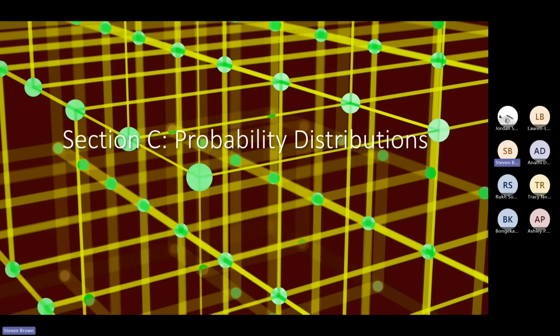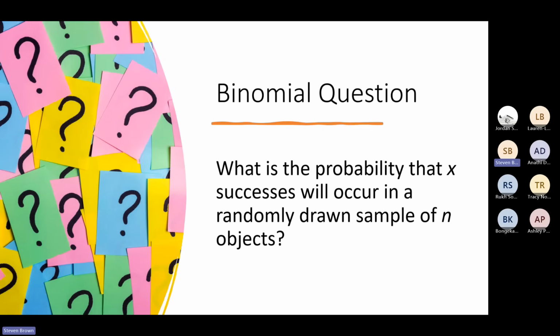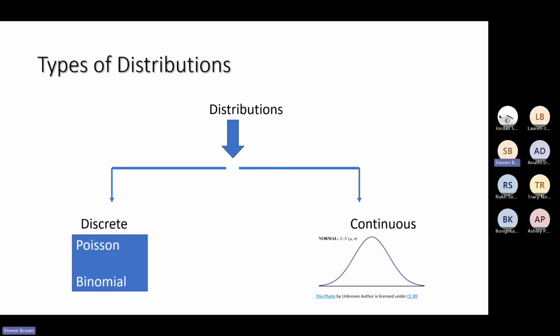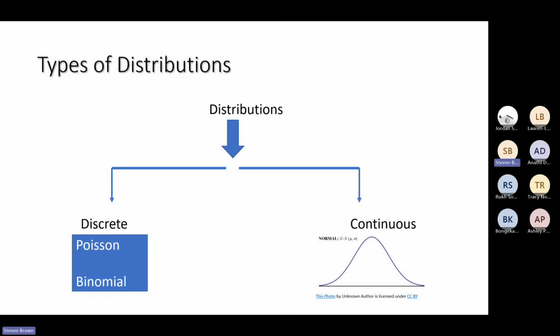Okay, so I'm going to start with probability distributions. We're going to start with, hang on, let me just go back one. My apologies. We are starting with probability distributions. And I want you, first of all, to note this is a section C, second type of question.